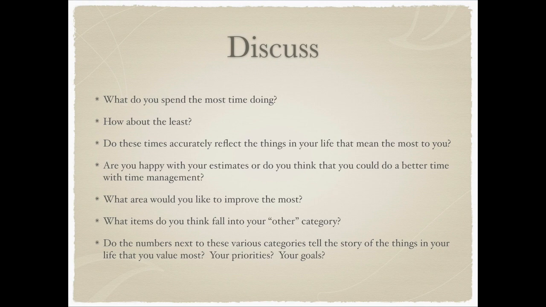Where do you think that you have the most room for improvement on your estimated time categories? What type of items do you anticipate fell into your other category? If you did the subtraction, you have 30, 40, 50 hours left over. What do you think you're doing during that time?